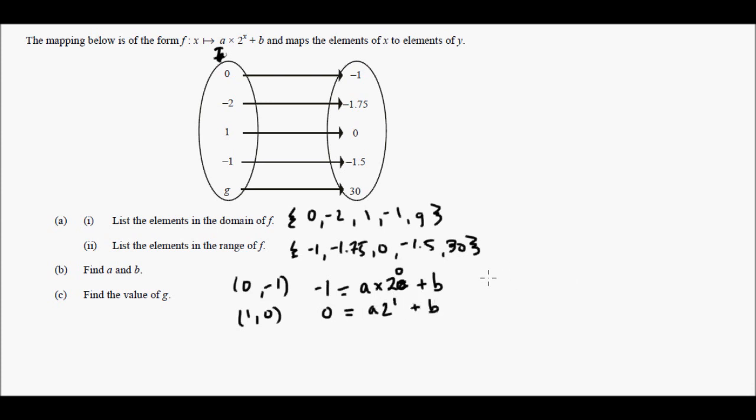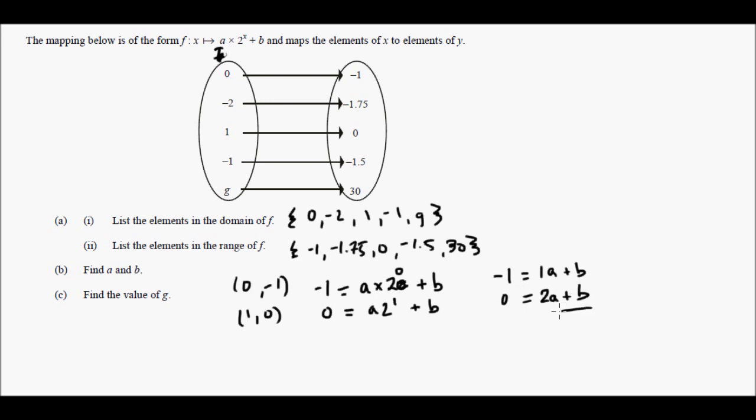Now I'm going to rewrite these so they're nice and neat. Negative 1 equals, now 2 to the 0 power is 1, so it's going to be 1a plus b. And I'm just putting the numbers in front. And then 0 equals 2 to the first power, so that's 2a plus b.